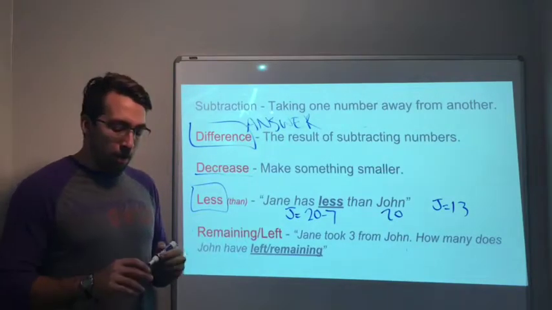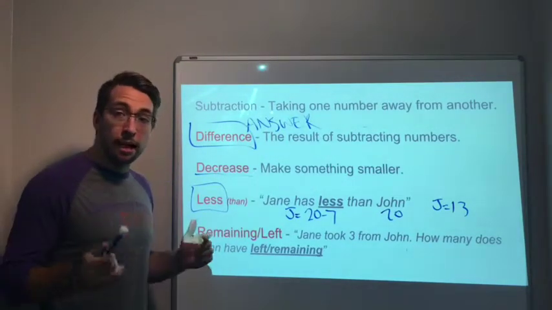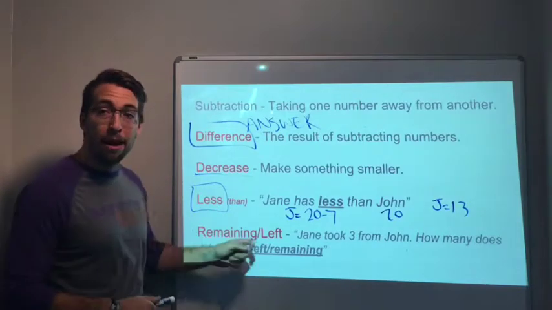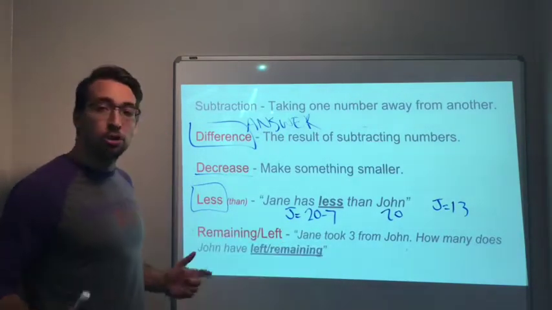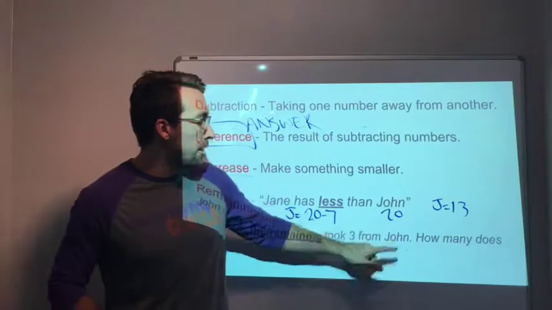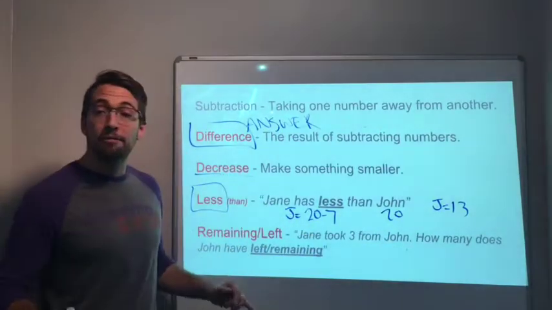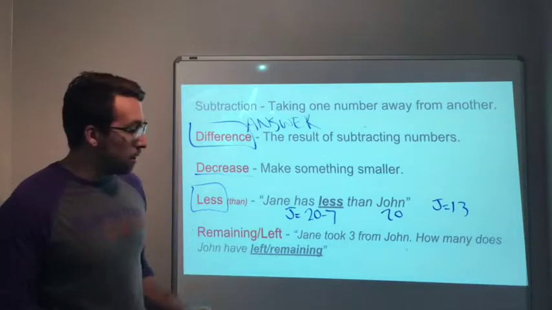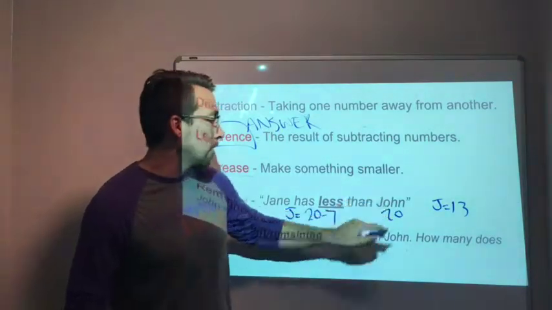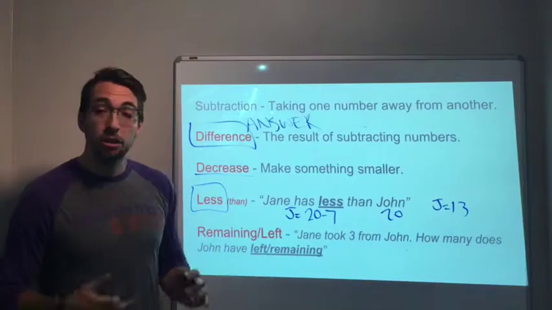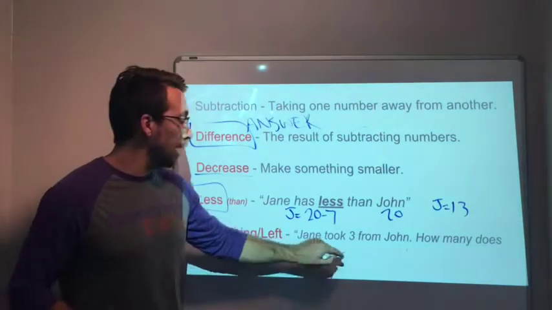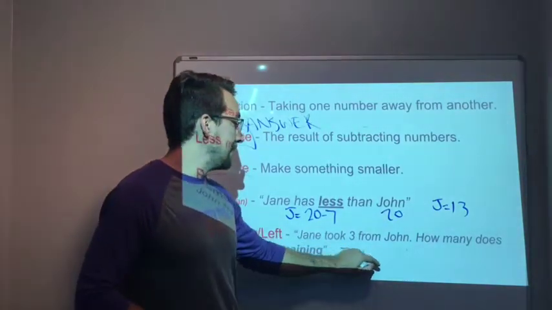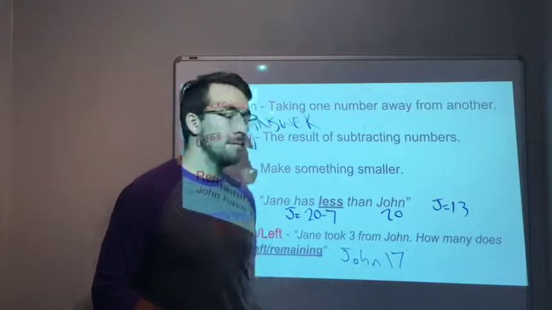Remaining or left. Also key vocabulary to have with subtraction problems. Remaining, left. Jane took 3 books from John. How many does John have left? How many books did John have remaining? Well, let's again stick with our 20. John has 20 books. Jane took 3. Well, now John has 17 books left.